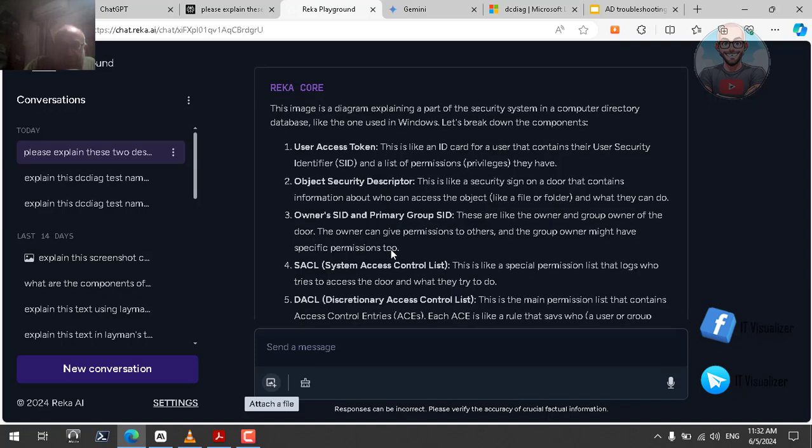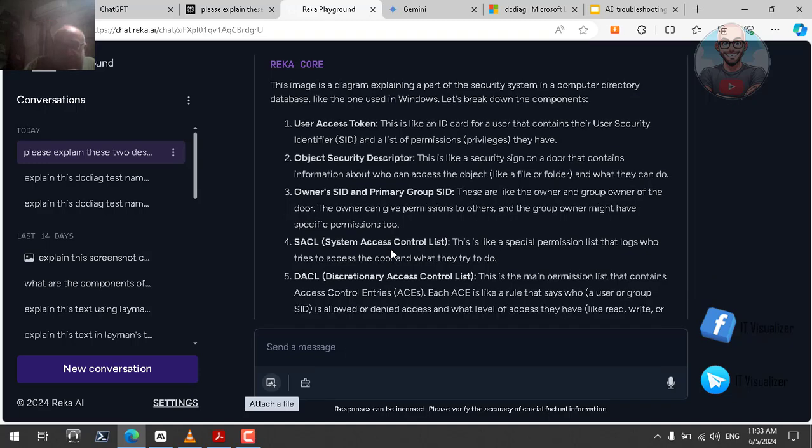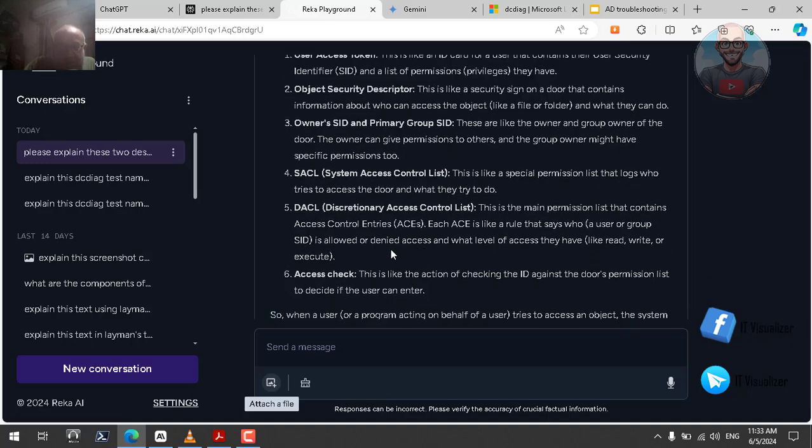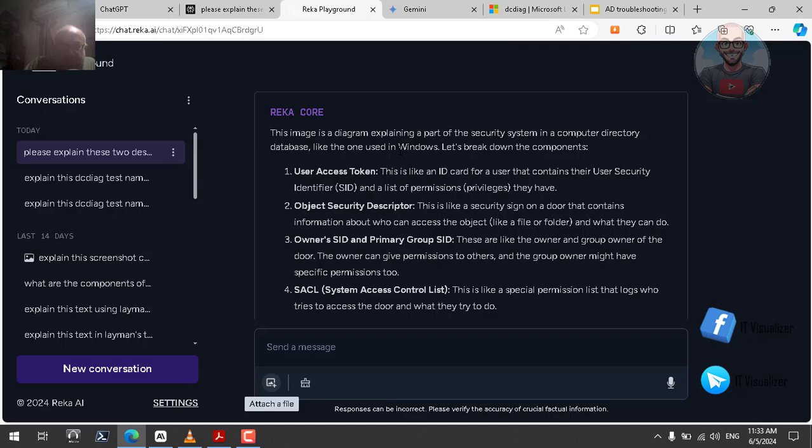I can hide it. Okay. Object descriptor. Okay. User token. So he's explaining all of these. I think the answer could be a little bit simple. Let's see the answer.